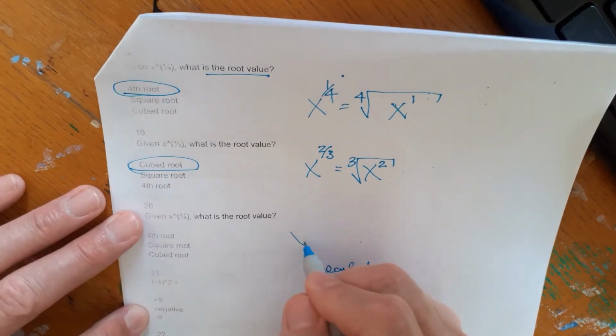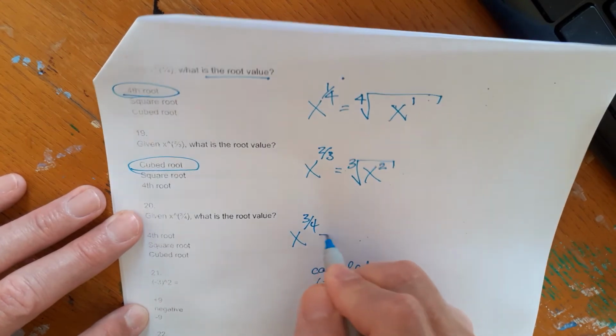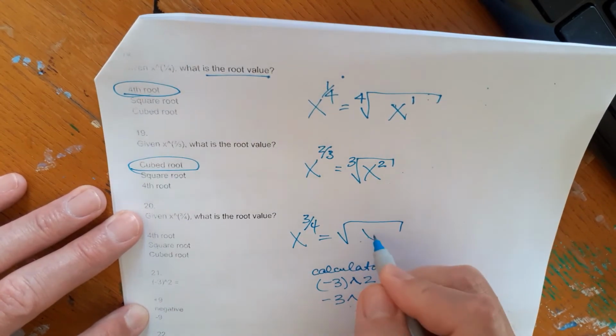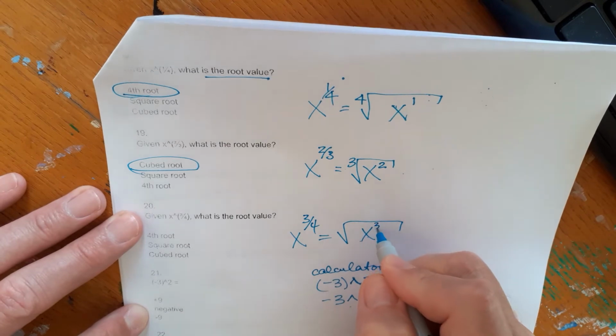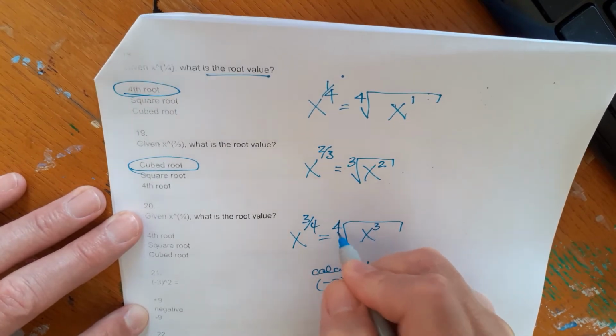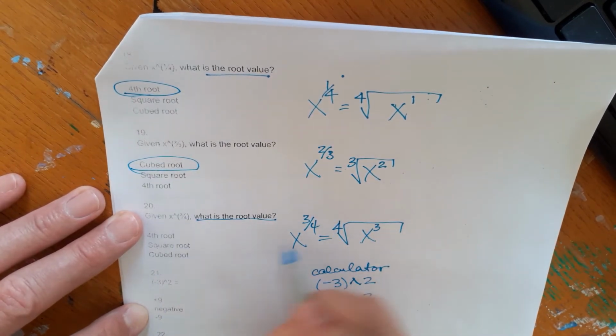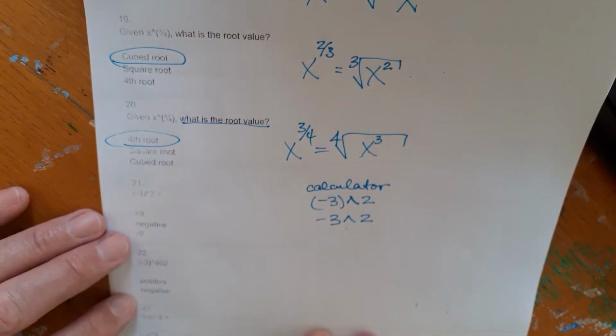Given x to the 3/4 power, all right? Let's map this out. The x power is 3, because that's the numerator. The root value is 4. They ask for what is the root value? 4th root.